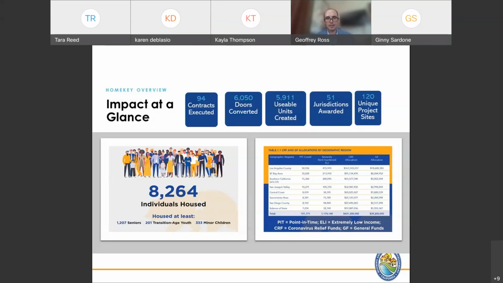You can again see some of the subpopulations that we're serving. Again, that was 94 projects. We acquired just over 6,000 doors. We occupied and created just under 6,000 units, in 51 jurisdictions, across 120 unique project sites.